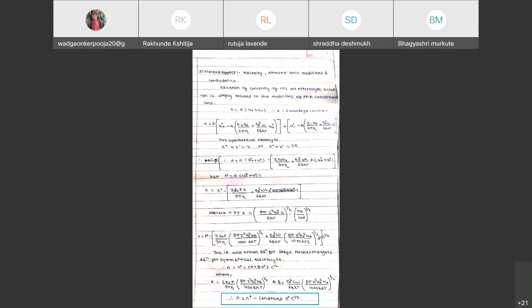Lambda equals lambda naught minus constant. See, you can write or explain it on the basis of this equation. Lambda naught minus, as it is, A and B are constants. Instead of this, you have written just a constant into lambda naught and into c raised to half, or under root c. Is that clear to everyone up to this?